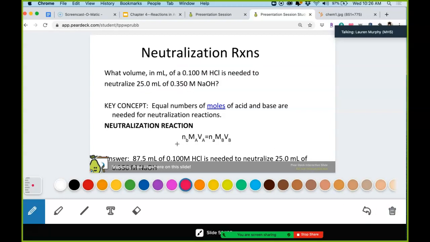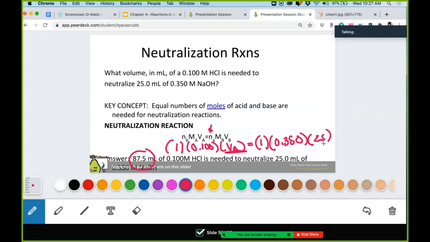What was the moles of base? Well, there was a 1 in front of sodium hydroxide. The molarity of the acid is 0.1. The volume of the acid is, I don't know. Moles of acid, there's a 1 in front of the HCl. Molarity of the base is 0.350. Volume of the base is 25. You rearrange and solve for this, so you divide both sides by 0.1, and you still end up with this number. So 0.350 times 25 divided by 0.1, it's still this number.